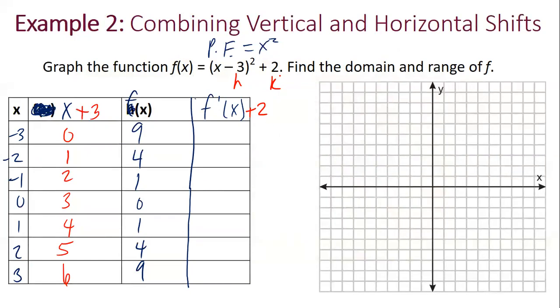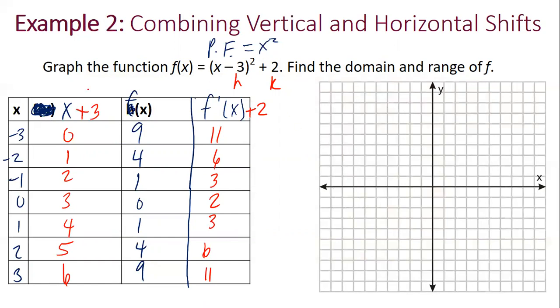Then to each one of my y's, I'm adding 2. So I have 11, 6, 3, 2, 3, 6, 11. The red values are the values of my transformed parent function.